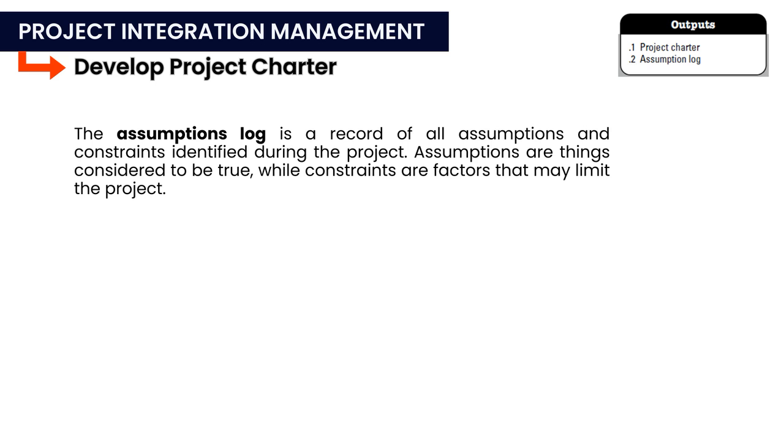The assumptions log is a record of all assumptions and constraints identified during the project. Assumptions are things considered to be true, while constraints are factors that may limit the project. For example, a project manager might assume that no hardware upgrades are needed to install a new application. This assumption would be recorded in the log. Similarly, if the project is limited by a short schedule that makes completing all required work challenging, this time constraint would be noted. The assumptions log is a dynamic document updated continuously throughout the project or its phases.